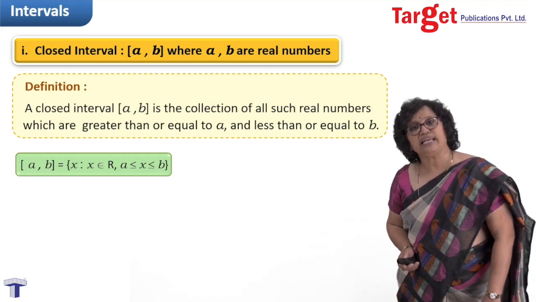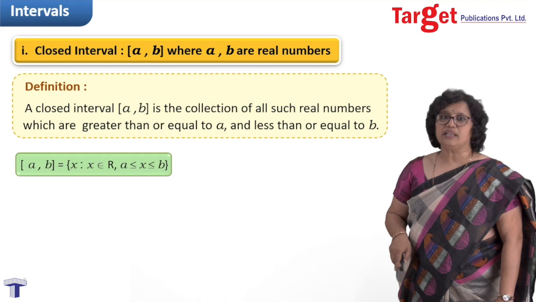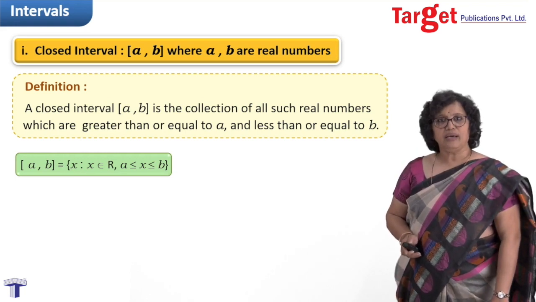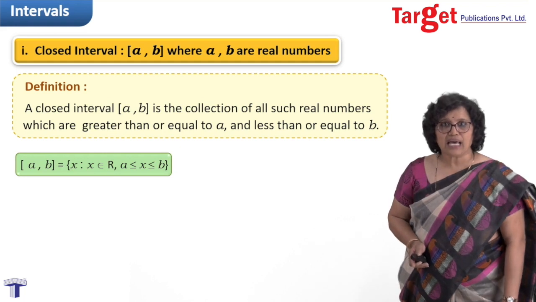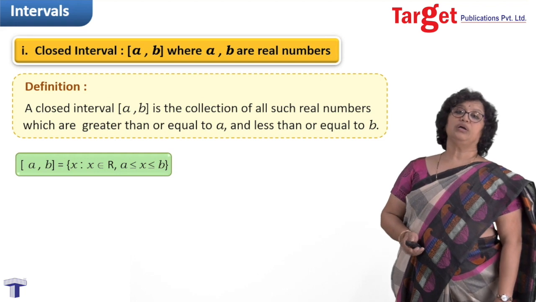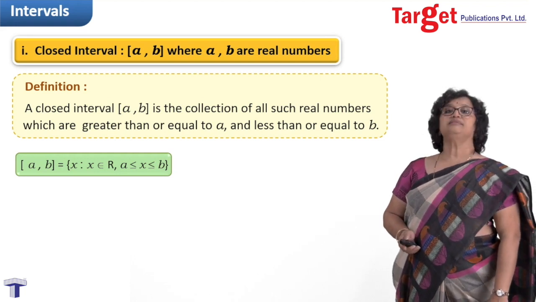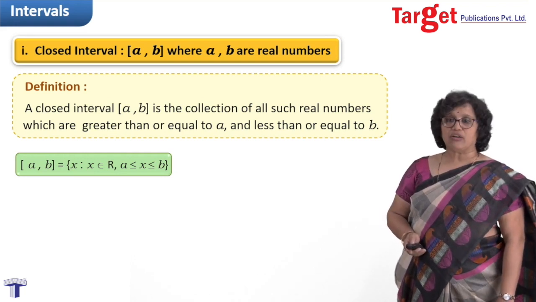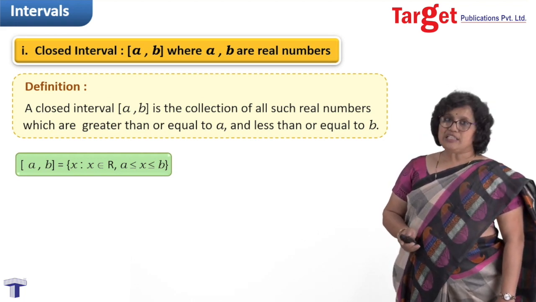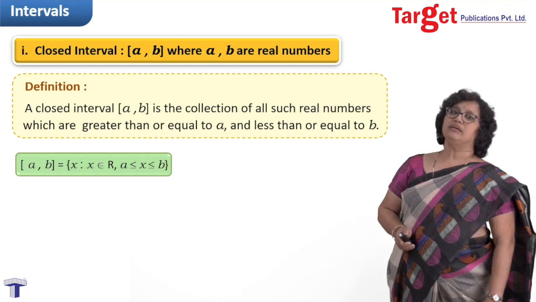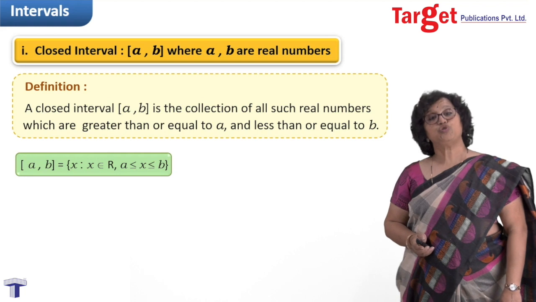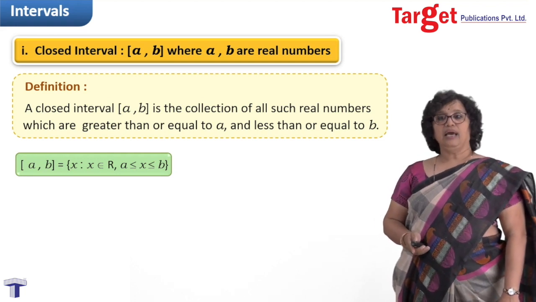I have written X, and then there is a notation called epsilon, which stands for belongs to. Capital R stands for the set of real numbers. So we are looking for all such real numbers such that they are greater or equal to A and less or equal to B. Once you are accustomed to all these symbols and notations, you find it easier to show a closed interval.